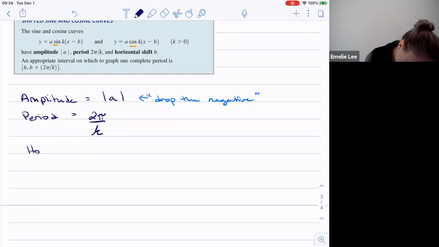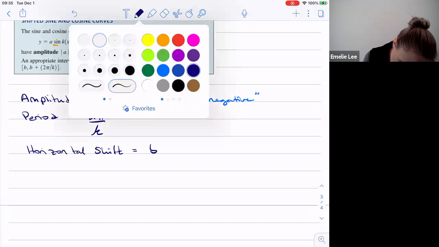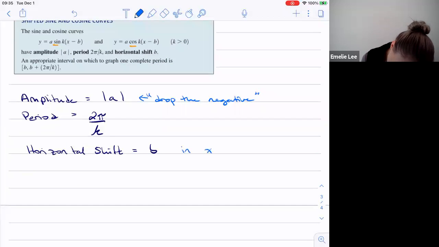We can also have a horizontal shift, which is just going to be b. Notice that you have x minus b, so b in x minus b.